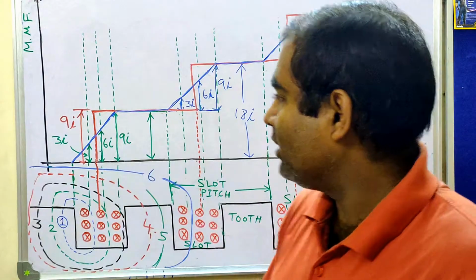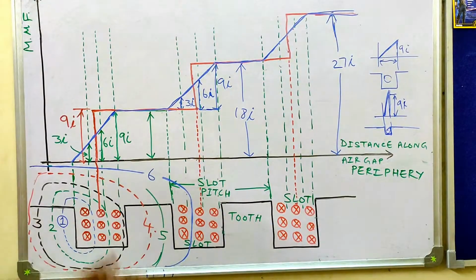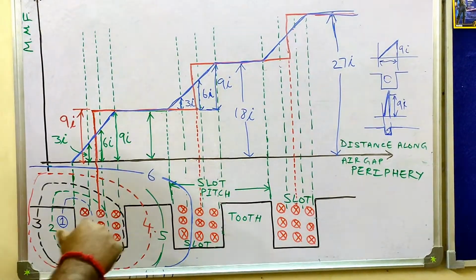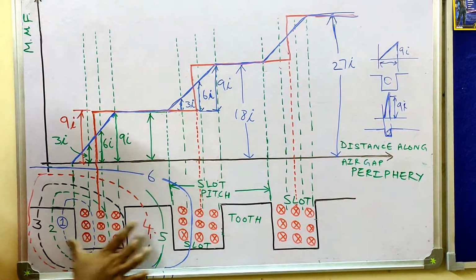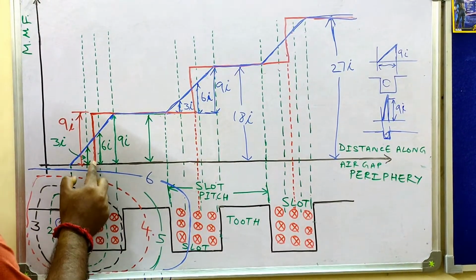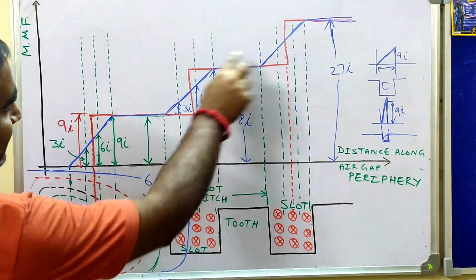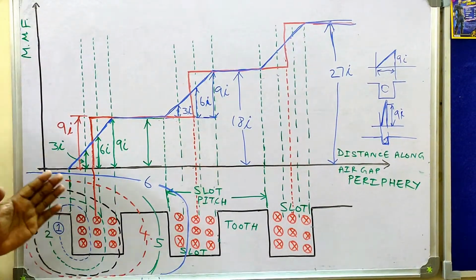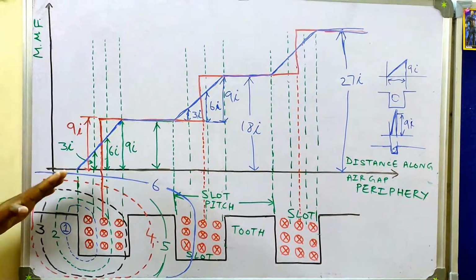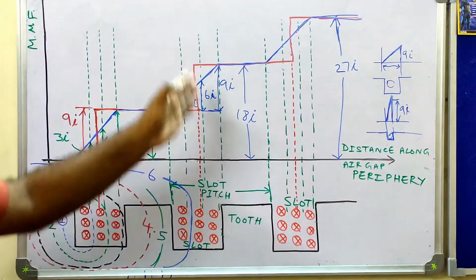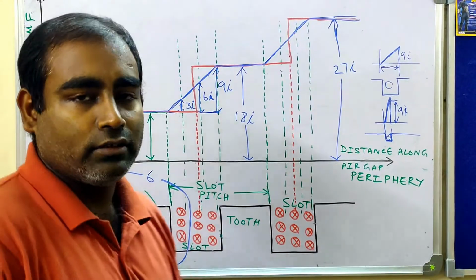So this was the topic of discussion in this particular lecture, how we actually represent the MMF variation over one slot pitch. It is represented by a step jump. The step jump is shown at the middle of the slot. That's it. But obviously the actual variation is not a step jump. It is linearly rising. But we show it by a step jump. Okay. That's it. Thank you.